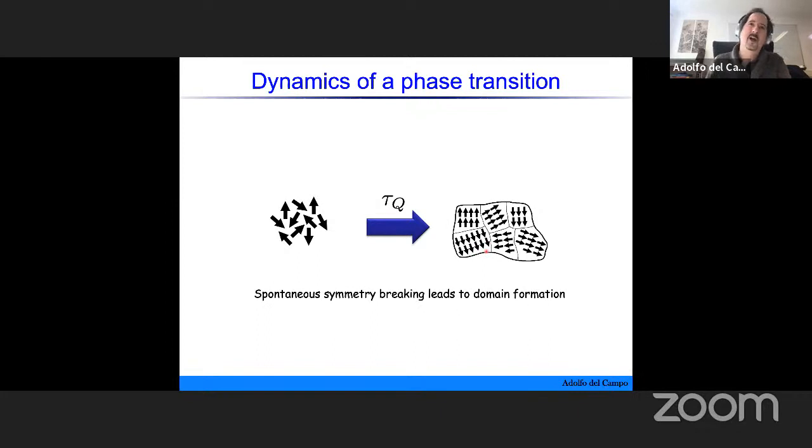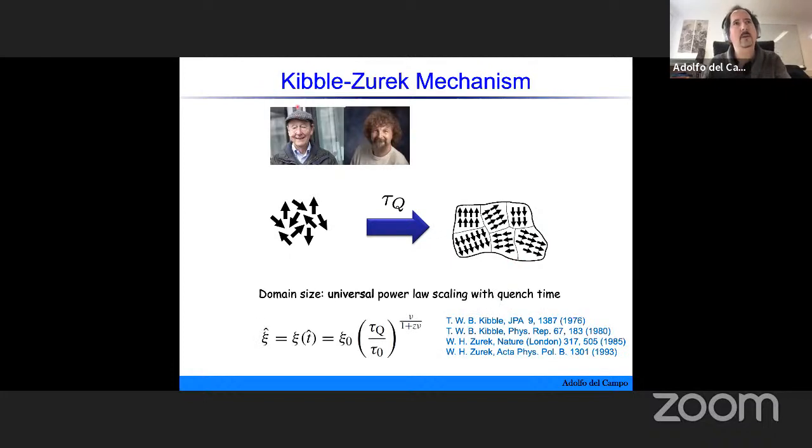And you may wonder how the patterns in the final non-equilibrium state depend on the time scale in which you drive the phase transition from the high symmetry phase to the broken symmetry phase. This is something that was addressed by Tom Kibble and Zurek in a series of works in the 70s and 80s.